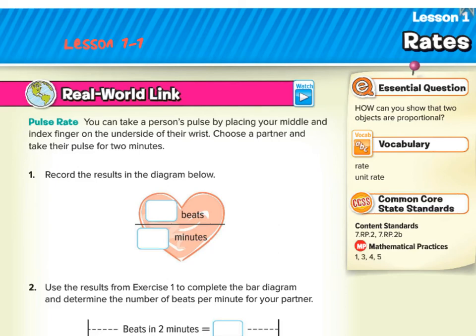Hello everyone and welcome to lesson 1-1. The first number is for the chapter and the second number is for the lesson. So this is chapter 1, lesson 1, which is called lesson 1-1. And our lesson today will be on rates.